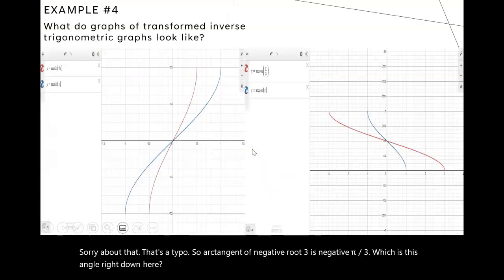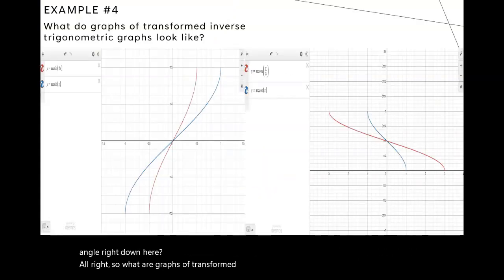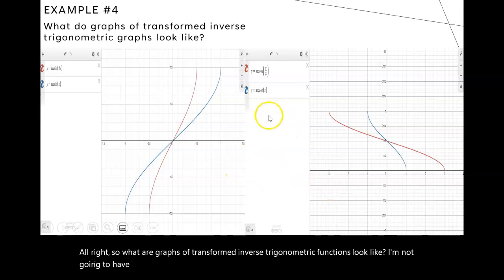All right, so what do graphs of transformed inverse trigonometric functions look like? I'm not going to have you do too much with this, but I do want you to get the idea of what these graphs look like.